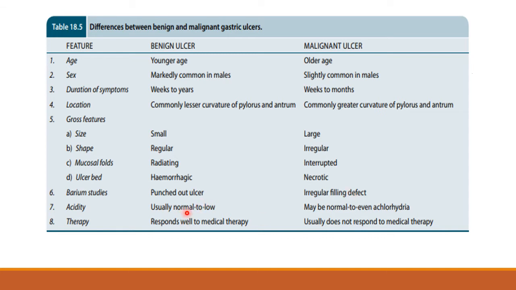Acidity may be normal to low in benign ulcer, whereas it can be achlorhydria, totally absence of the acid production, in the malignant ulcer. And benign ulcer responds well to medical therapy, whereas malignant ulcer does not respond to the medical therapy.